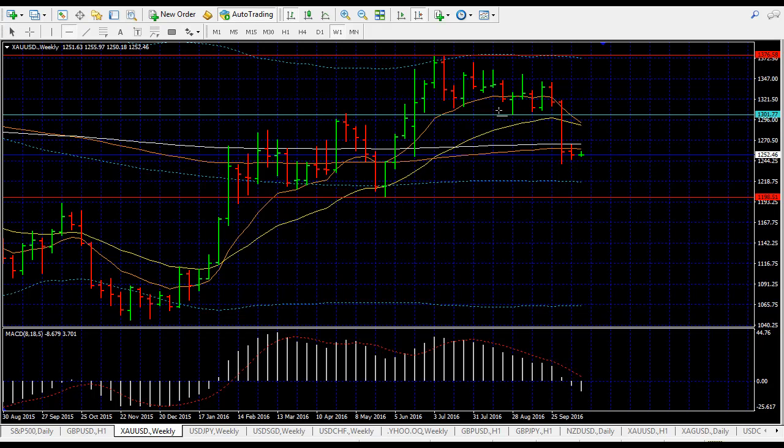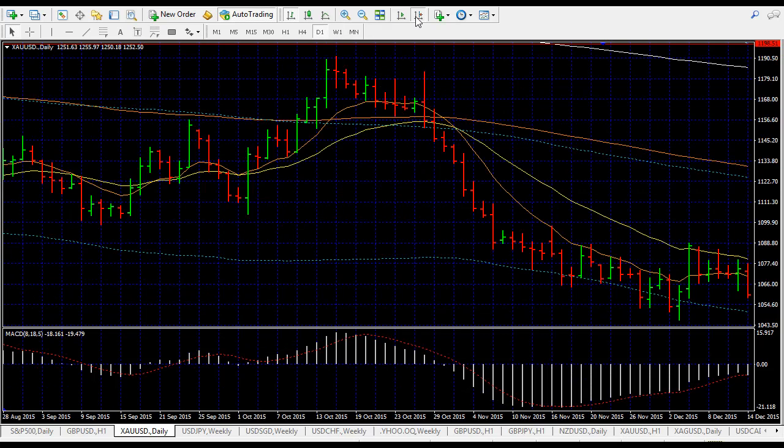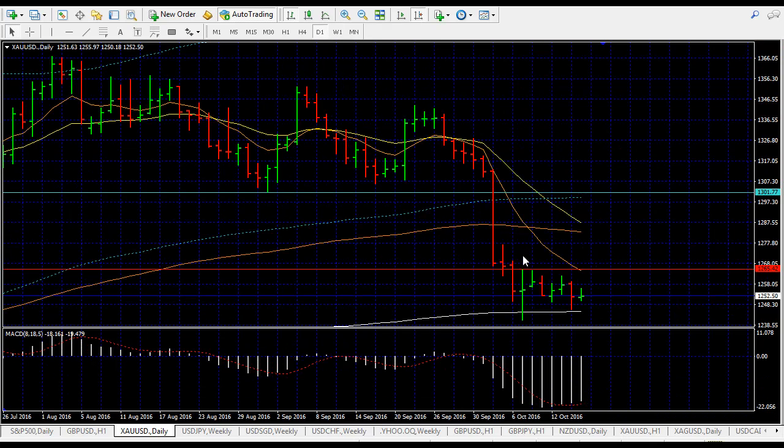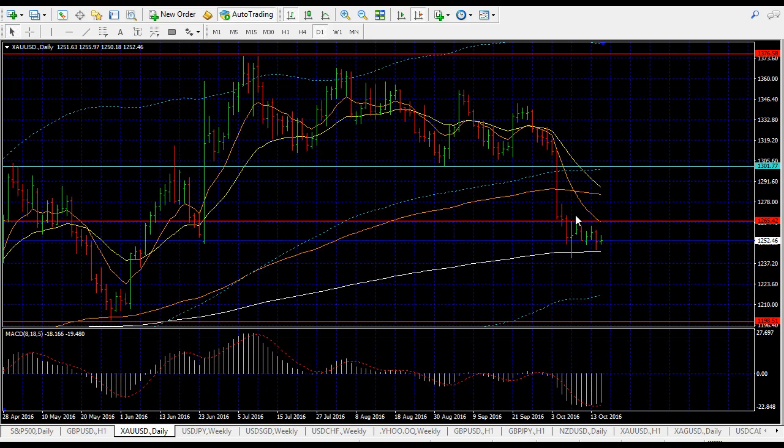So if I plot a line over here, just to note that this is for the white line of my weekly time frame, and I go back down to the daily time frame, here's the reason why price is now in a sideways congestion. So price is now in between this line and the white line.